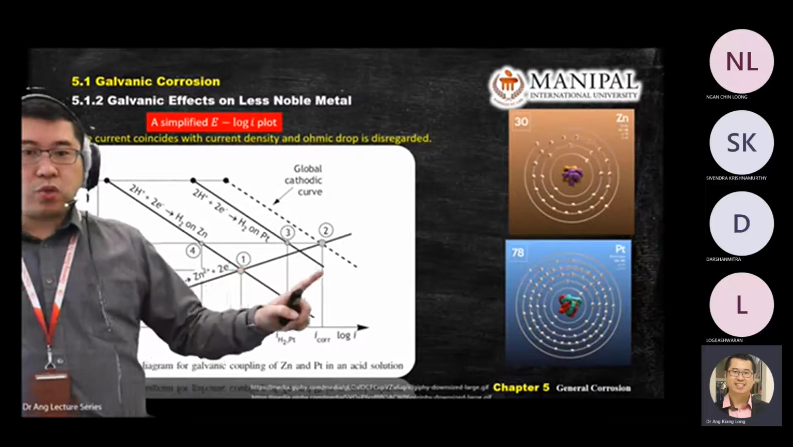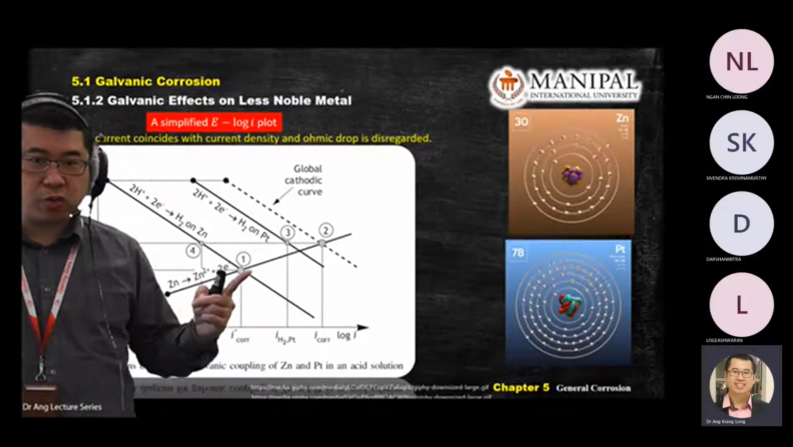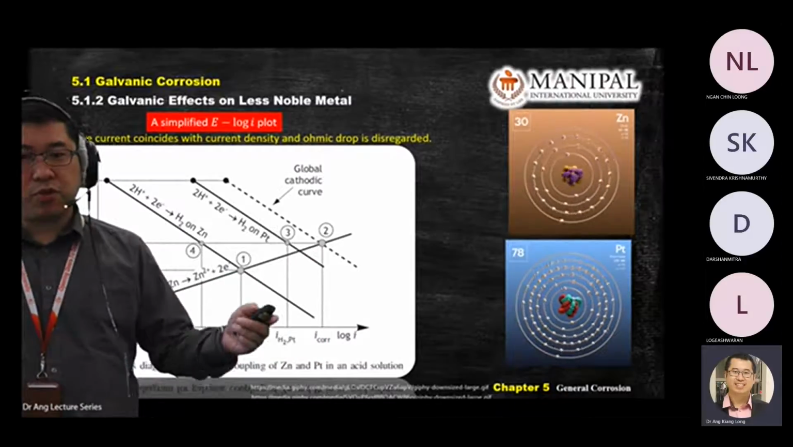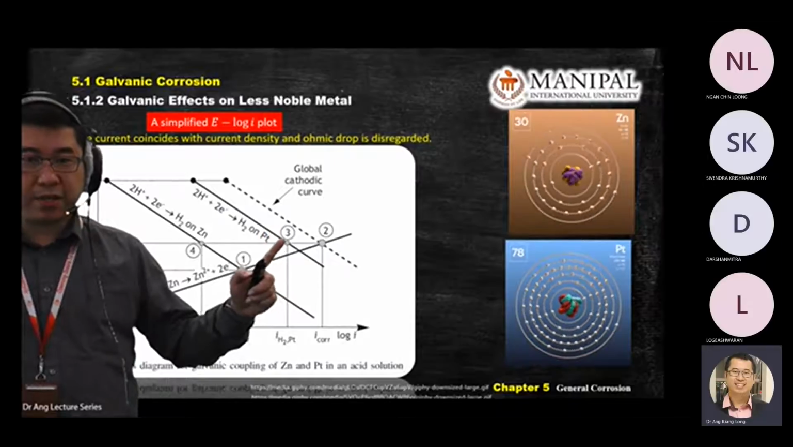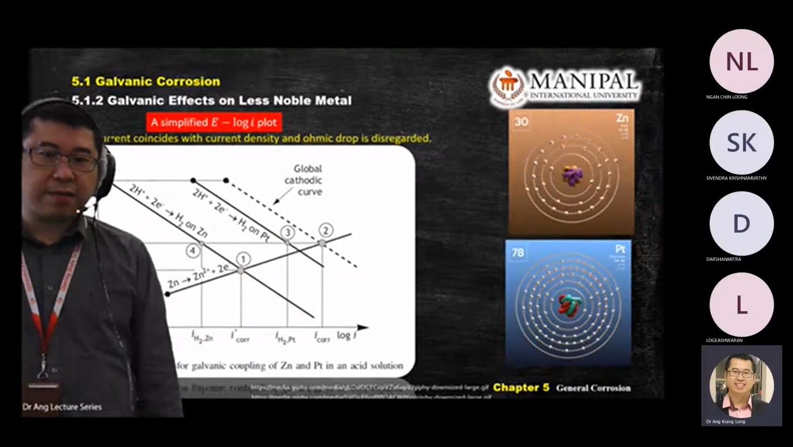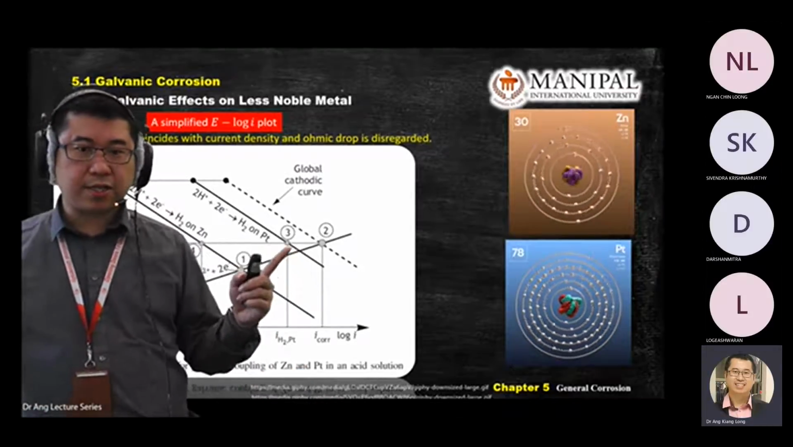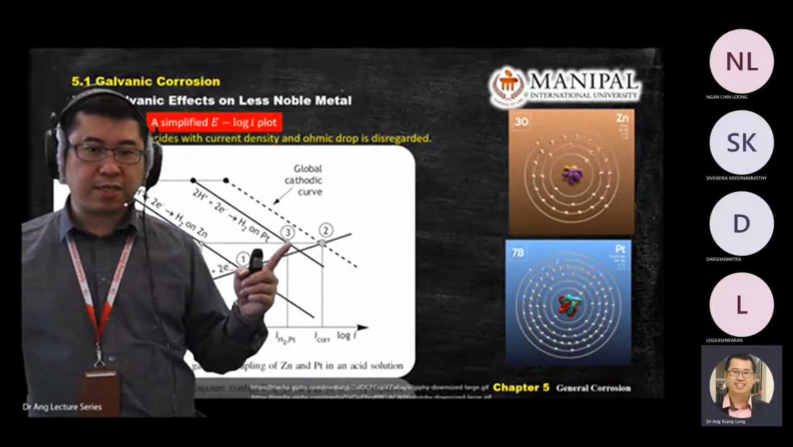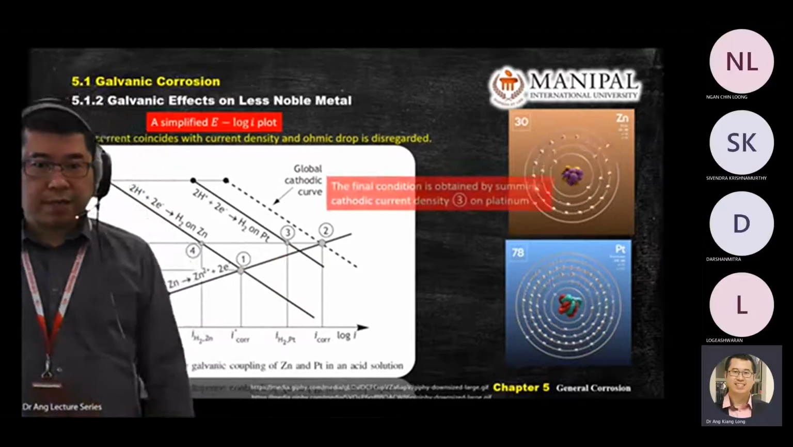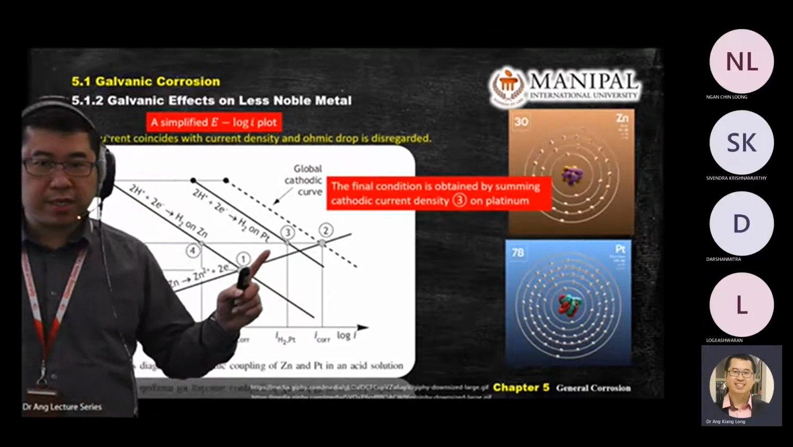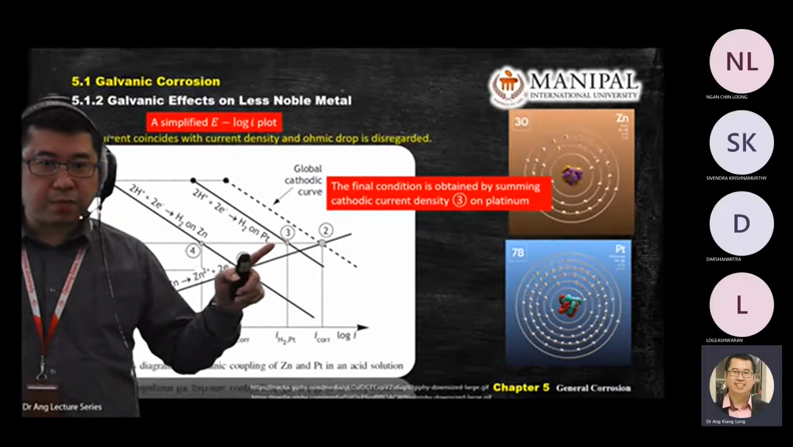Next we move to point number three. Points one and two are basically on the zinc itself. So for point number three, what happened to platinum? They will share the same potential. So it's just an intersection with the line of this voltage from number two. When you reach number three, you look at what happened to platinum.